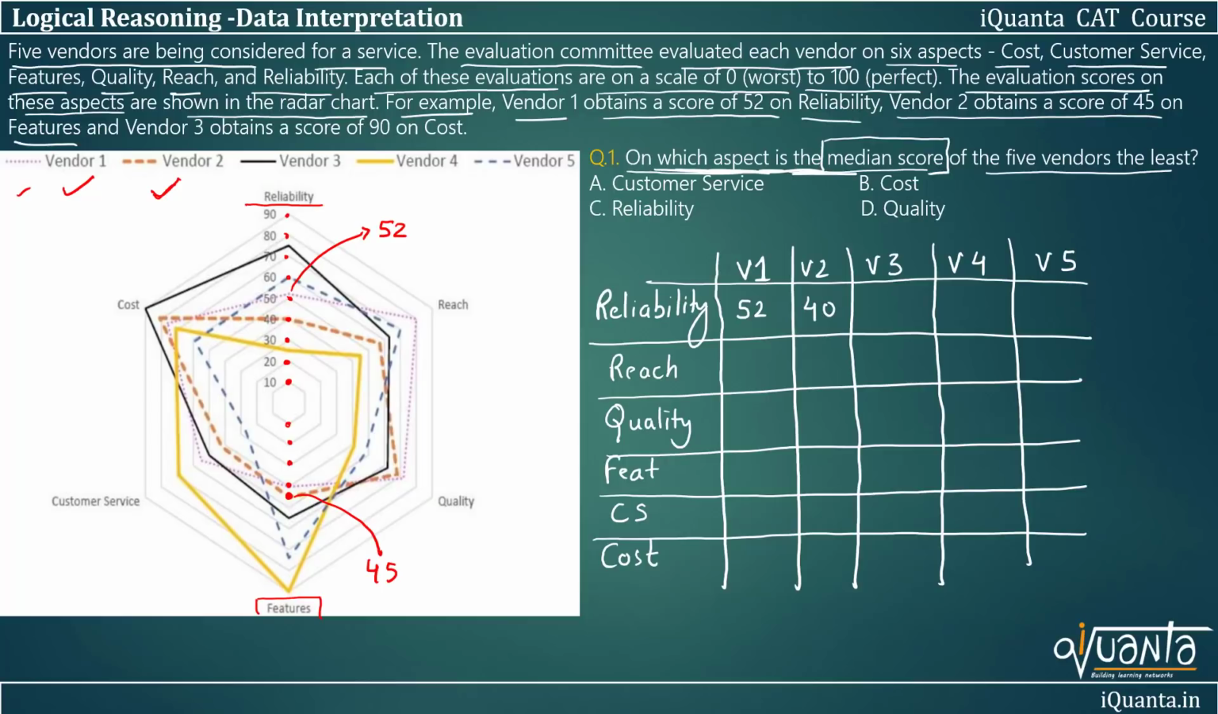For vendor 3 reliability, vendor 3 is represented by this black line, and we are talking about reliability, it is somewhere over here. This is around 75. So we'll write 75 over here. In a similar manner, you have to fill the whole table.